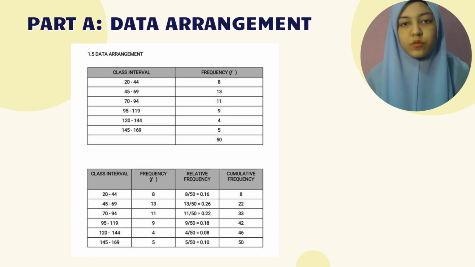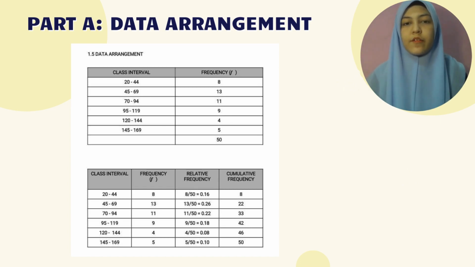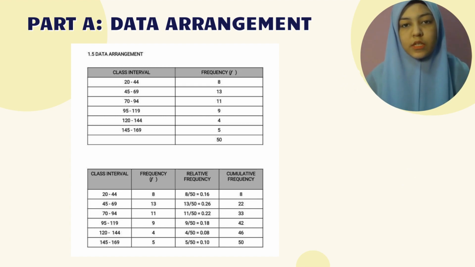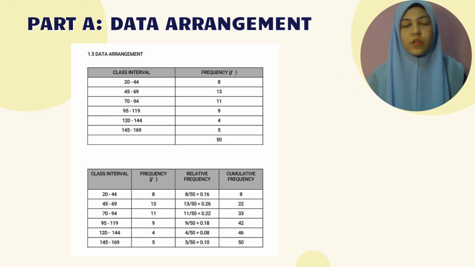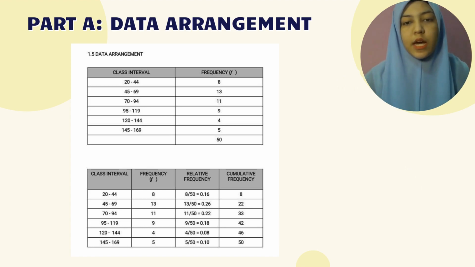Then 70 to 94, we have 11. 95 to 119, we have 9. 120 to 144, we have 4 frequency. And last, 145 to 169, we have 5 frequency.